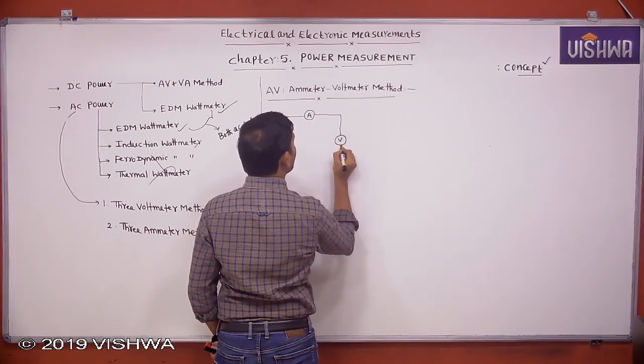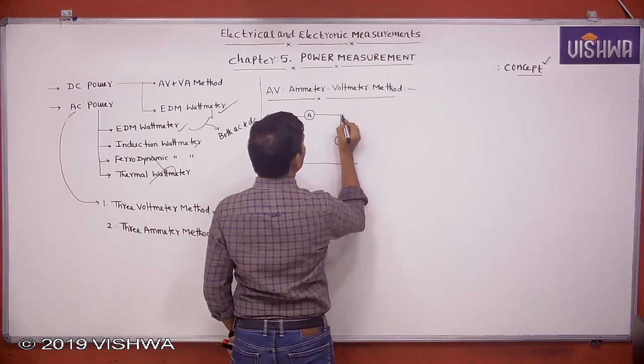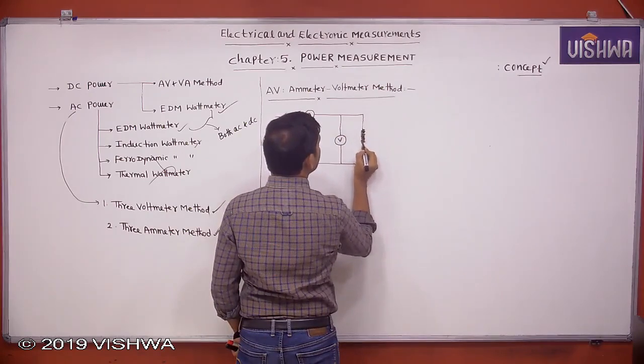The voltmeter is connected in parallel. This combination is used to measure the power in a resistive load. Let the load be RL.